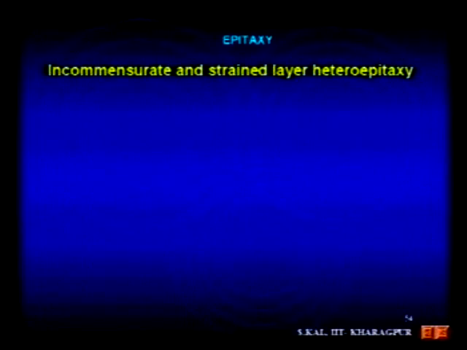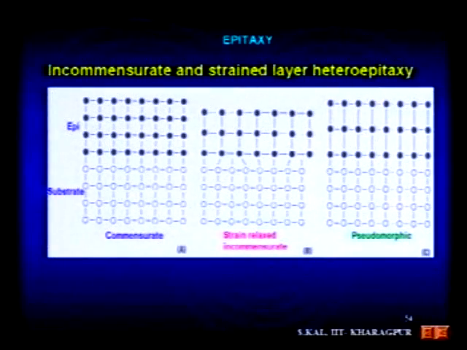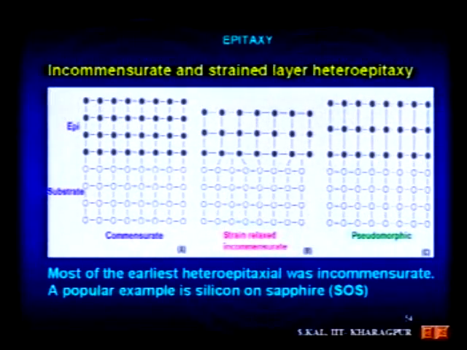Now, incommensurate and strained layer epitaxy, how the crystal structure looks, is shown in this diagram. The first picture is the commensurate. That means here, substrate and epitaxial layer are there. And the second one is a strain relaxed incommensurate. That means totally different material, which doesn't have the same crystal structure. That means the lattice spacing between the substrate and the epi layer crystal is not the same, different. But the third one is pseudomorphic. There the lattice constant is adjusted in the form of a strain formation.